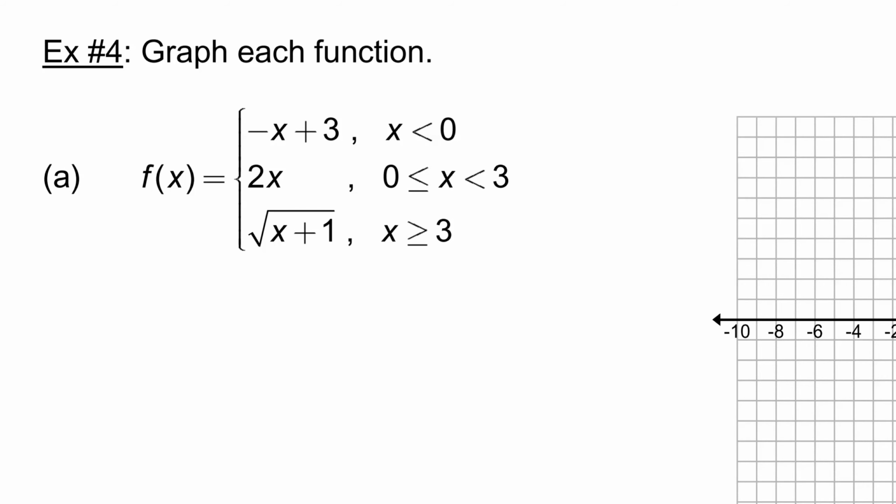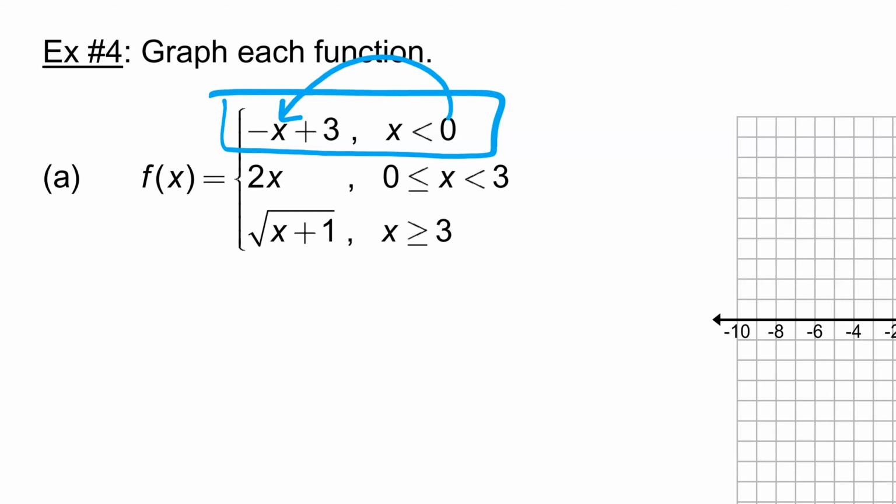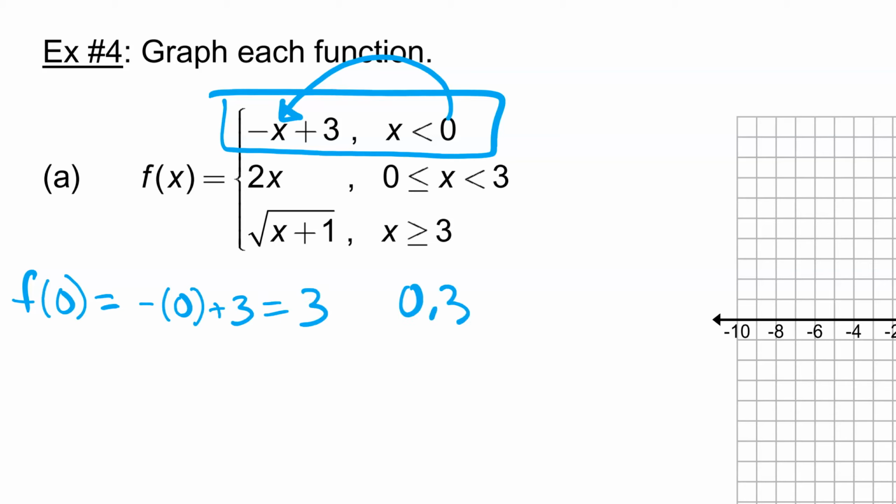There's 3 different functions. So first, I'm going to look at this one. And what we do to graph the piecewise is plug in my endpoint and find a value. So f of 0 is going to be, let's see, negative 0 plus 3, which is just 3. So at (0, 3), I have a point. Is it going to be an open circle or closed? Think to yourself. Don't say out loud. It can be open or closed.